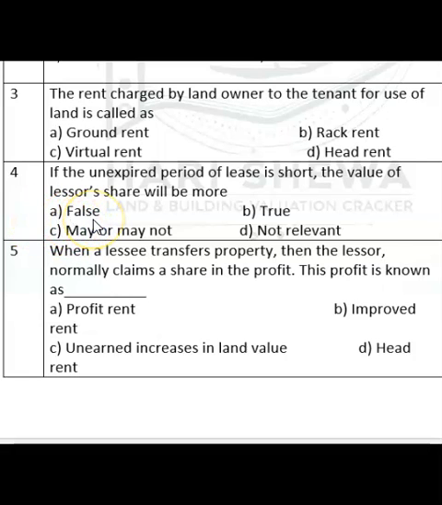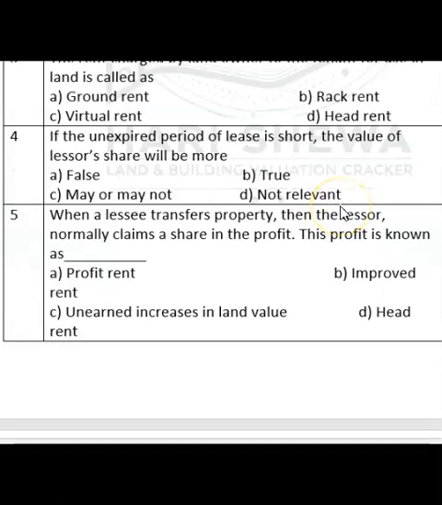Options are false, may be true, may or may not be relevant. If the unexpired period of the lease is short, it is beneficial to the lessor. If the unexpired period of the lease is short, the lease will be terminated in a short period, and then the lessor can identify a new lessee at a fixed lease term and present market value. So answer B is the correct answer.